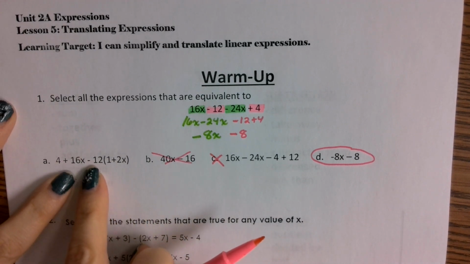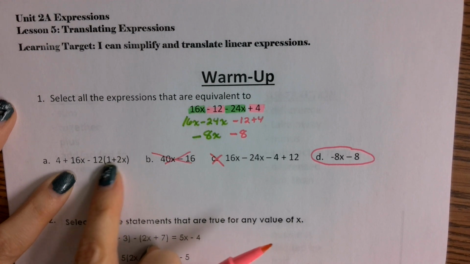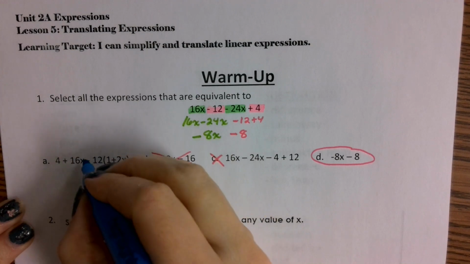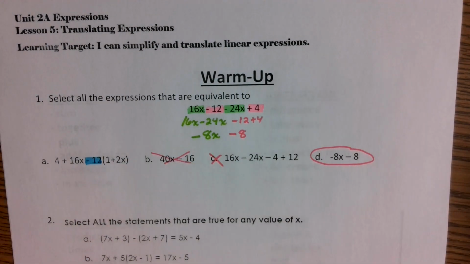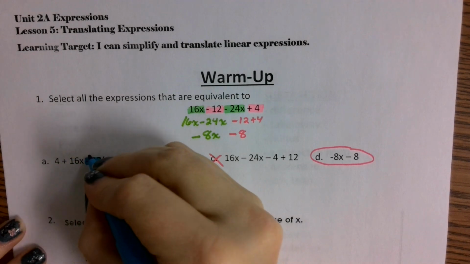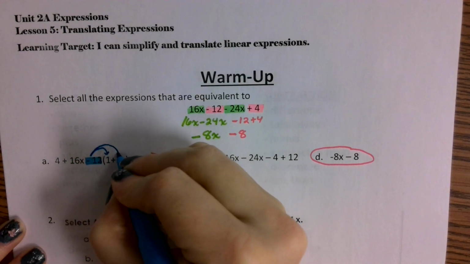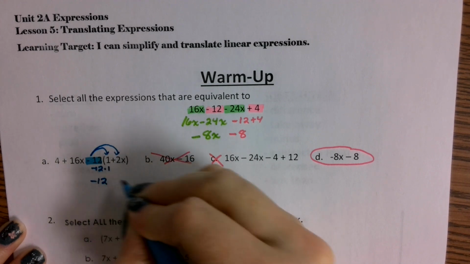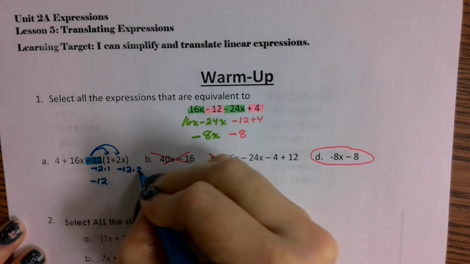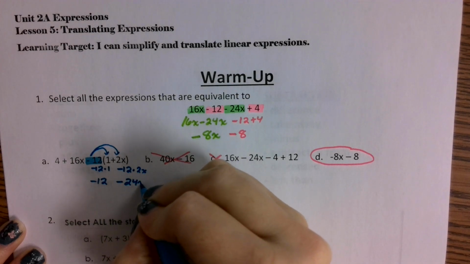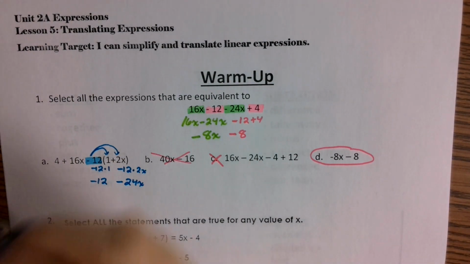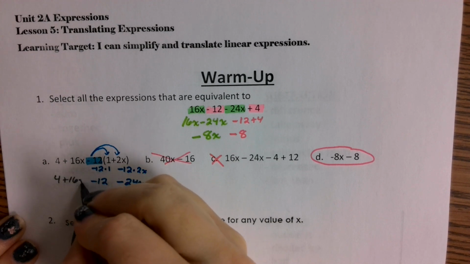I've got 4 plus 16x minus 12 times the quantity of 1 plus 2x. So the first thing I would have to do is distribute that negative 12 to each of the components on the inside. So I'm going to do negative 12 times 1 and negative 12 times 2x. Negative 12 times 1 is negative 12. Negative 12 times 2x is a negative 24x. Okay? Then if I were to go ahead and rewrite, so I have my like terms written side by side, so I still have this 4 plus 16x here.